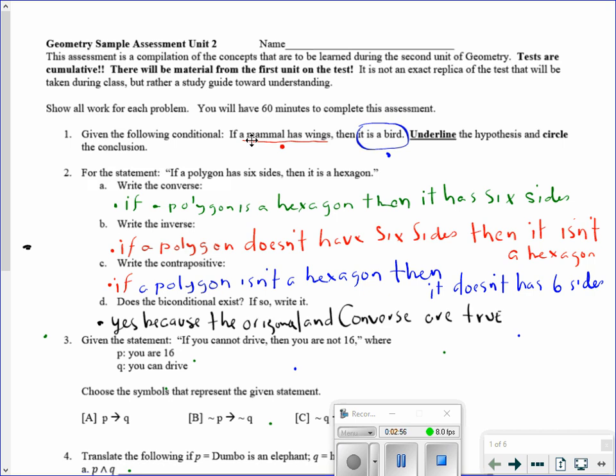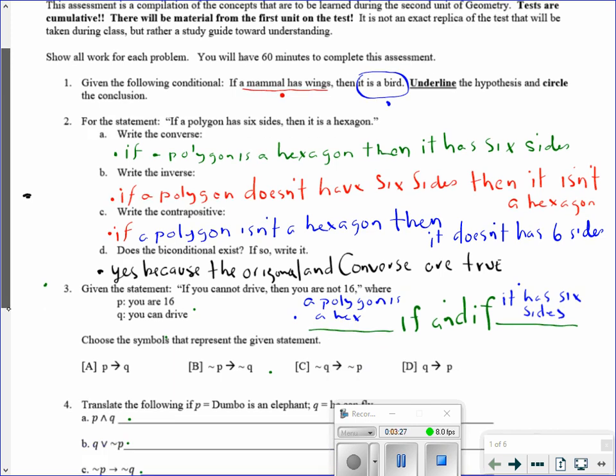Okay, yes, because the original and the converse are true, so you have to go back and check to see if those are true or not. And they are, they're both true. So when you go to do this, you're going to want to create an if and then statement, right? So the if and then statement has 2 parts. It has the first part, which is basically the converse, the conclusion or hypothesis stuck in the first part, and the other piece at the last part. So it should read, a polygon is a hexagon if and only if it has 6 sides.